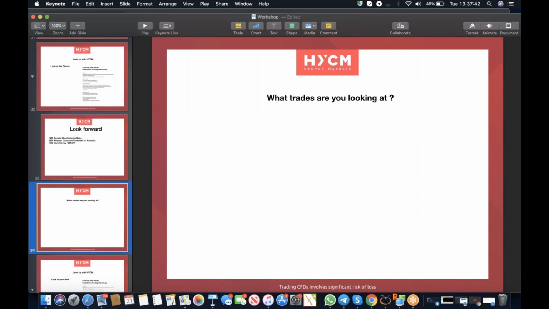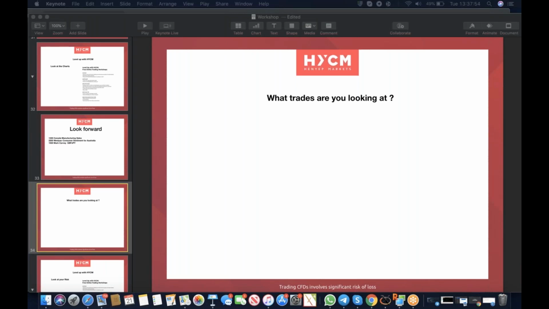So what trades are you looking at, guys? This is your moment. If you've got a trade you're looking at, something that you're thinking of, let me know now, and it'd be good for me to go through and see what you're thinking. Any trades you want to comment on or anything like that, very happy.